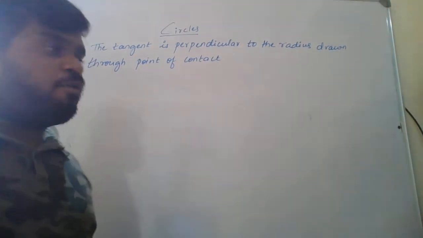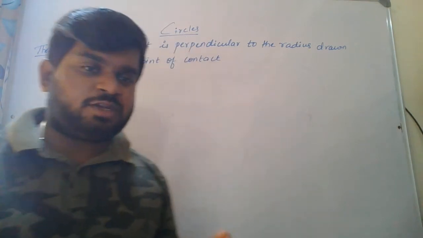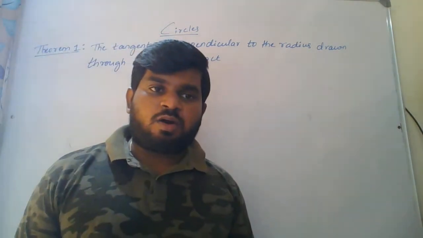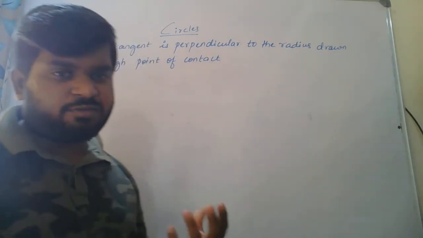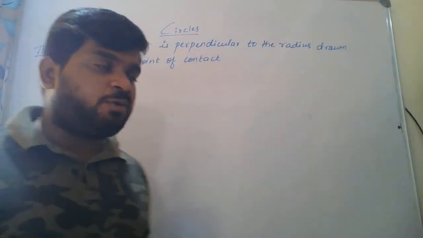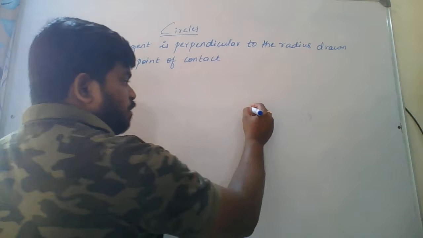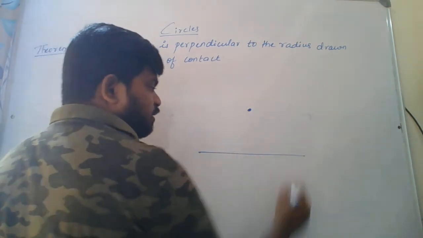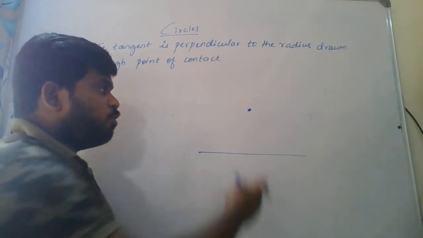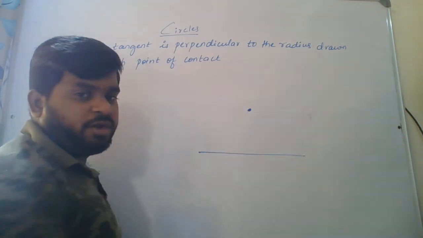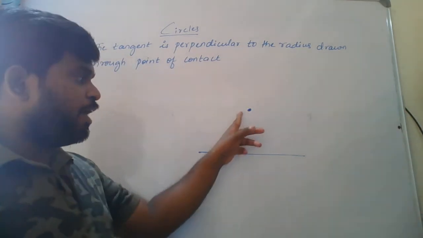Okay, before proving this theorem, we should remember one thing. You would have learned this in your 9th standard itself in the triangles chapter, inequalities of triangles. Suppose you have a point and a line. How do you measure the distance between the line and the point?